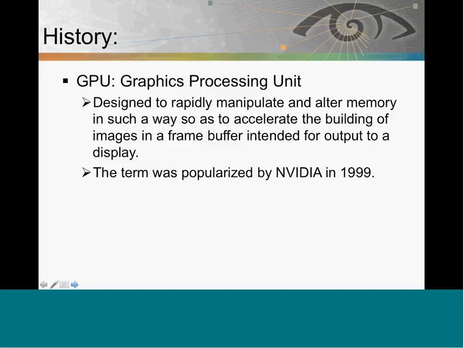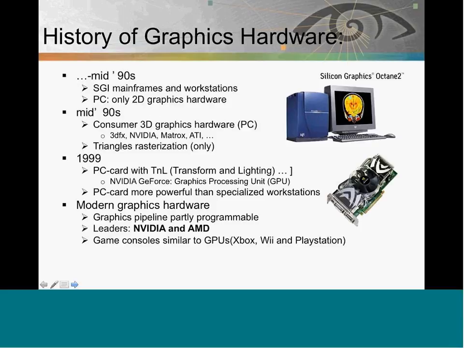The GPU is designed to rapidly manipulate memory in such a way that it builds the images in the frame buffer and puts them on the display. NVIDIA came up with this word GPU in 1999. So that's the history of graphics hardware.